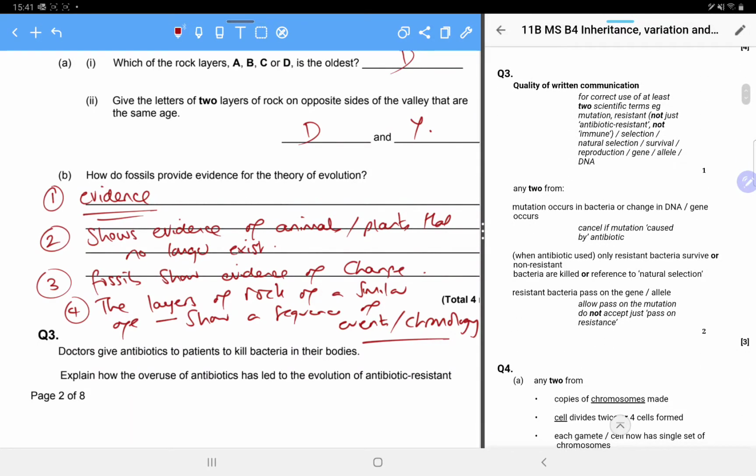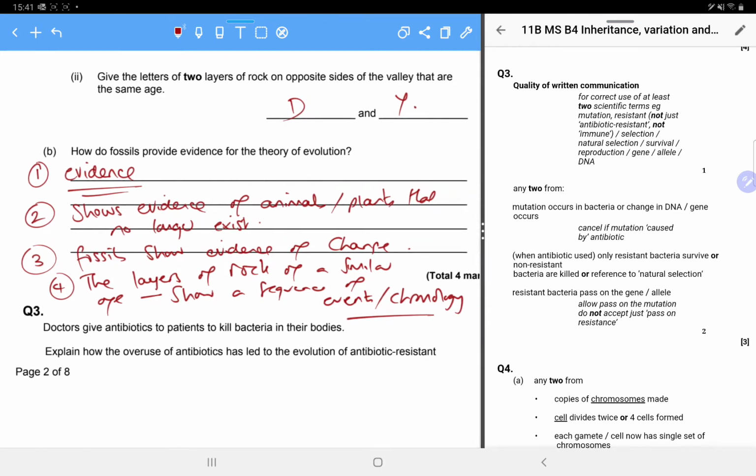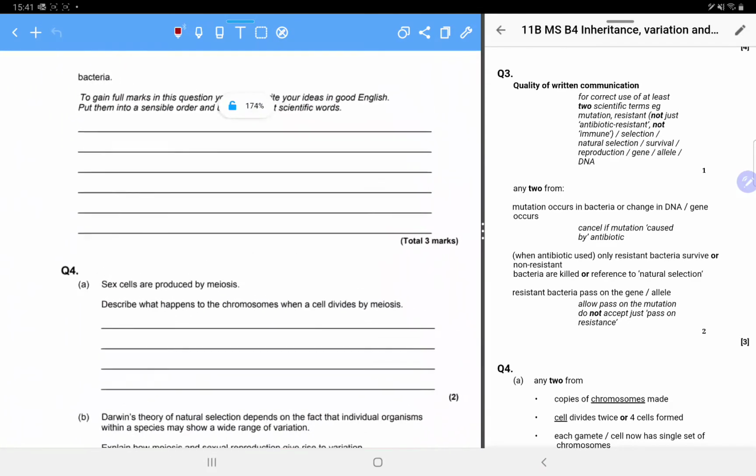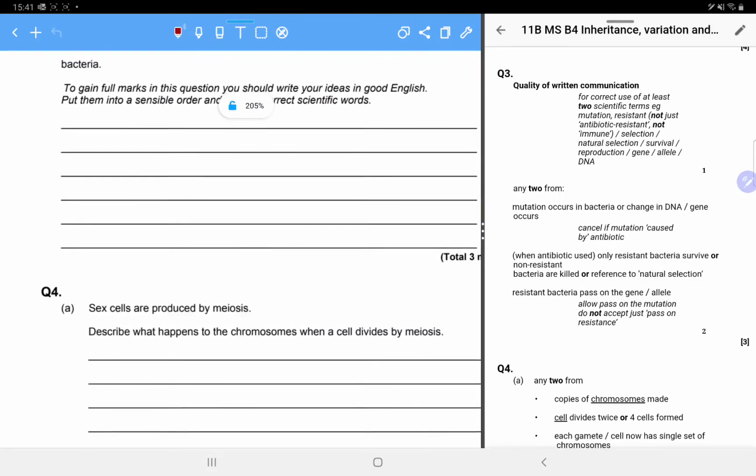Okay? So, question 3. Doctors give antibiotics to patients to kill bacteria in their bodies. Explain how the overuse of antibiotics has led to the evolution of antibiotic resistance of bacteria. So we've got 3 marks here.